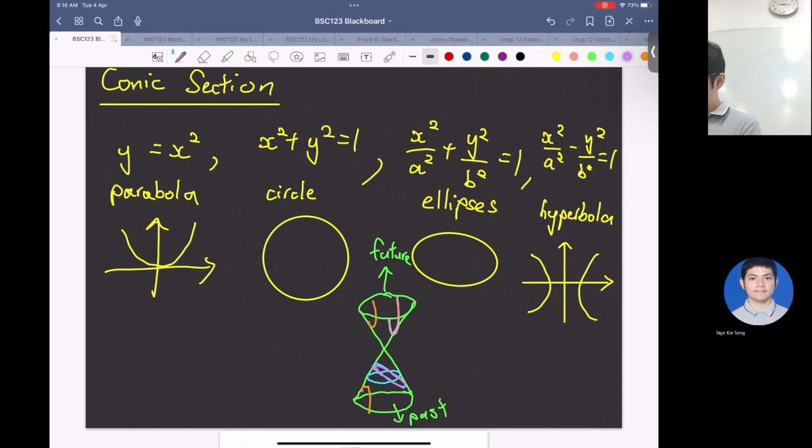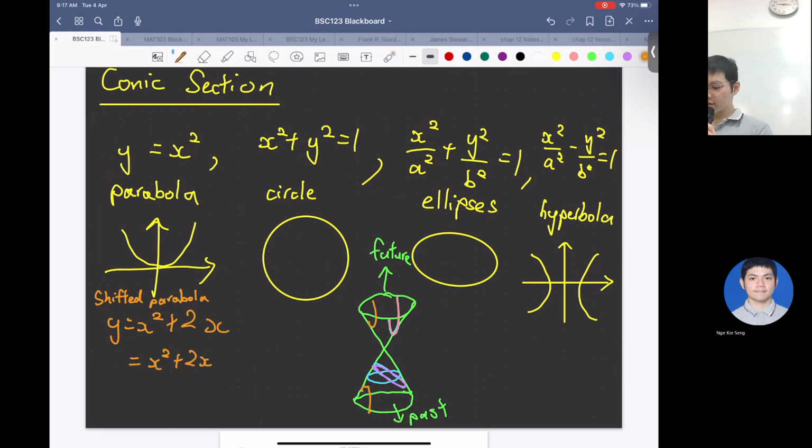Maybe you would ask, how about a function like y equals x squared plus 2x? Which category does this lie in? This is just a shift, so you can do completing the square. I think it's a shifted parabola.